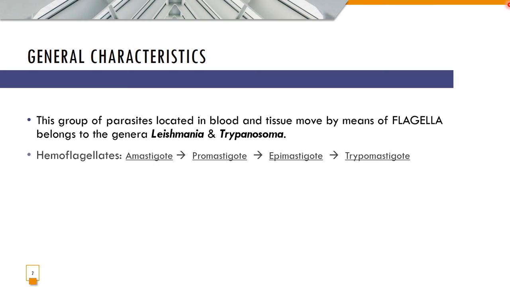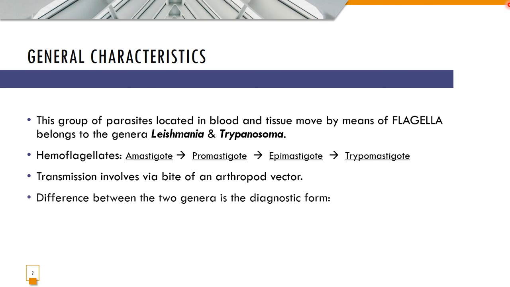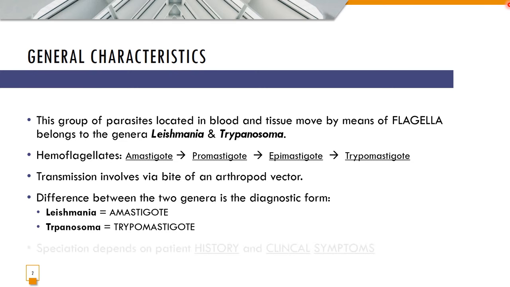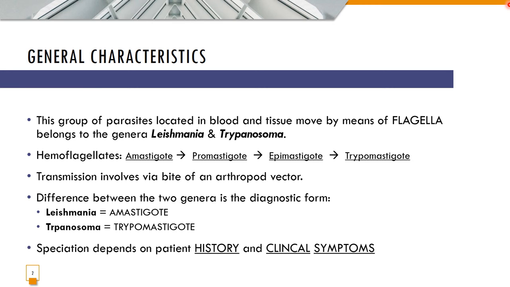Clinically significant group of parasites located in blood and tissue that move by means of flagella are known as the hemoflagellates. They belong to the genera Leishmania and Trypanosoma. So we have four morphologic forms of clinical significance associated with these hemoflagellates. We have the amastigote, promastigote, epimastigote, and trypomastigote.